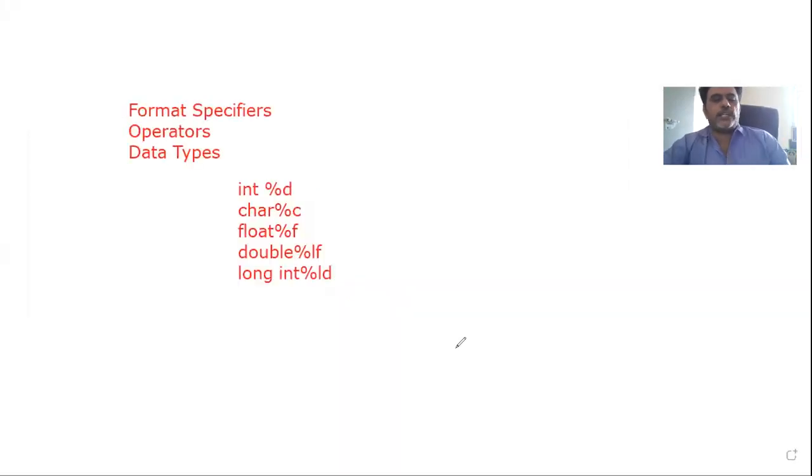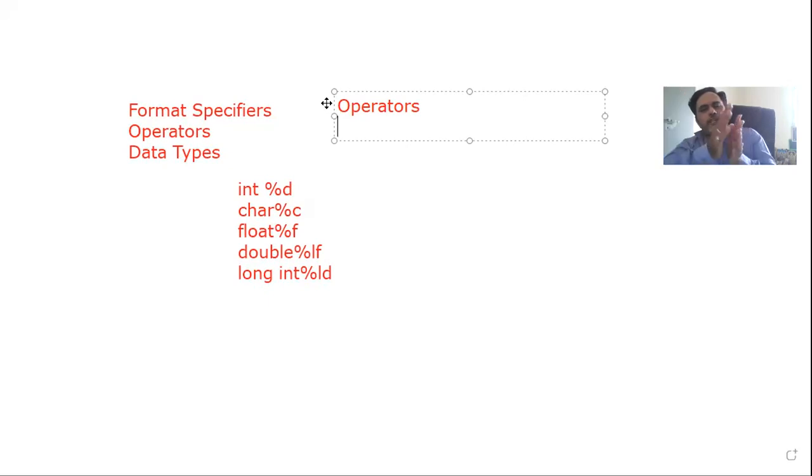Okay, now again, we'll come back to the window. So we understood how to use the format specifiers in our program. Now, the next topic is operators. What is meant by an operator? An operator is a symbol which is used to make an evaluation. For example, if you want to add, you use the plus symbol. If you want to subtract, you use the minus symbol. If you want to multiply, you use the star symbol. If you want to compare, you use the greater than or less than symbol. So an operator is nothing but a symbol used for comparison, expression evaluation, or whatever process we want to do.